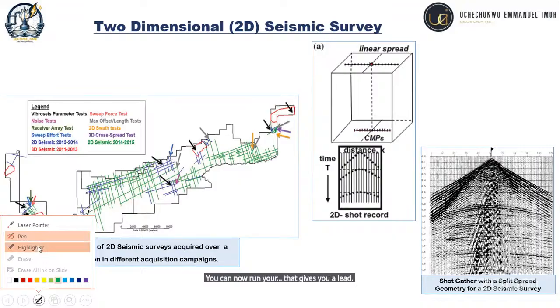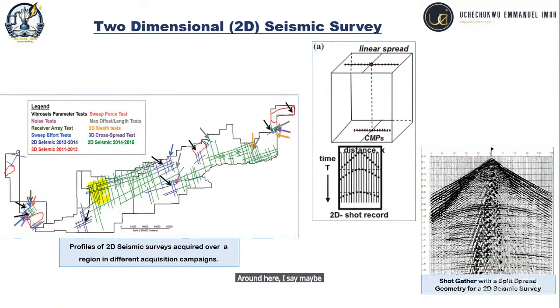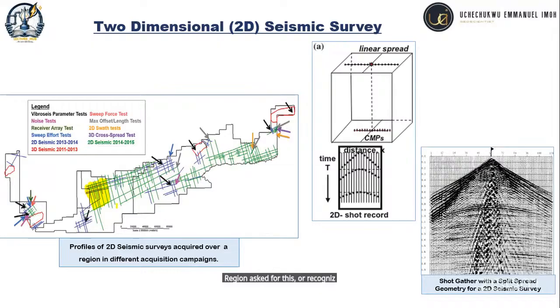You can now use the lead information to run a 3D around the region where the 2D is showing you the lead. Say maybe a particular 2D in this area showed me something, a lead in terms of structure, that should be properly investigated. So you will run a 3D around there. Your 2D is usually used for regional or reconnaissance studies over a large area, over the basin, over your block.